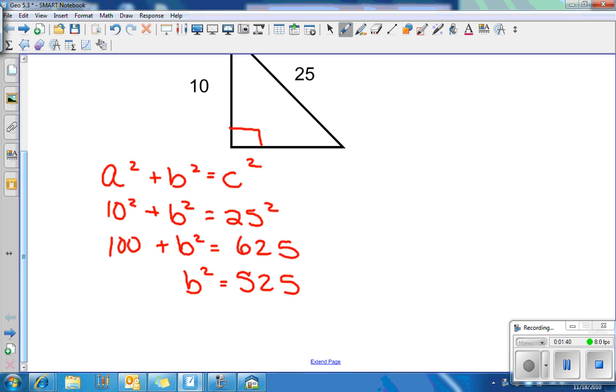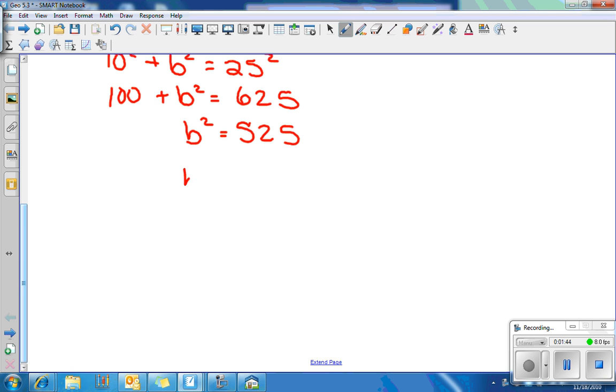And it gives me a decimal. And unless it tells me to round it, I don't want to round it. I want to simplify it. The square root of 525. What are factors of 525? Anytime it ends with 0 or 5, you know that it has a factor of 5 in it, right?